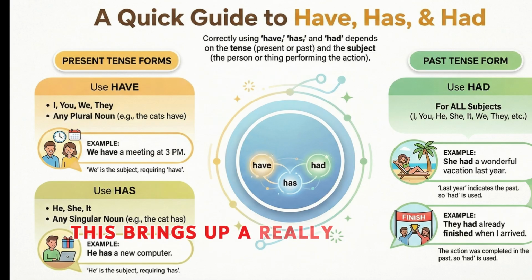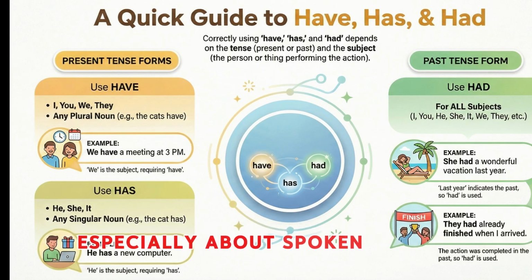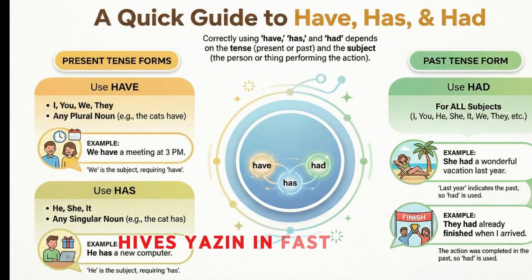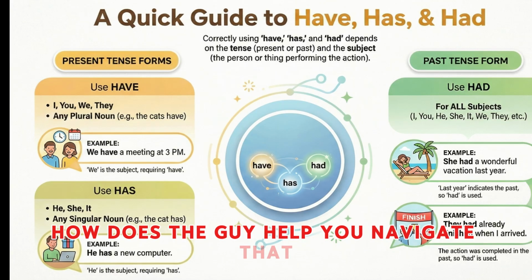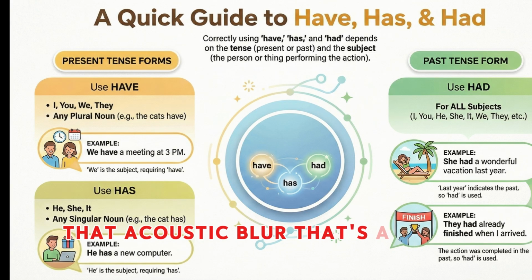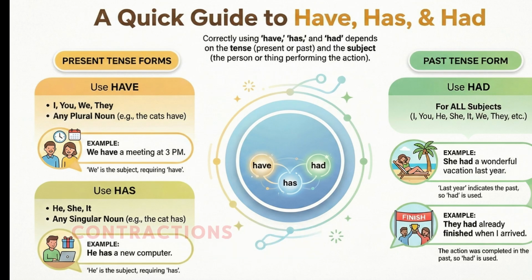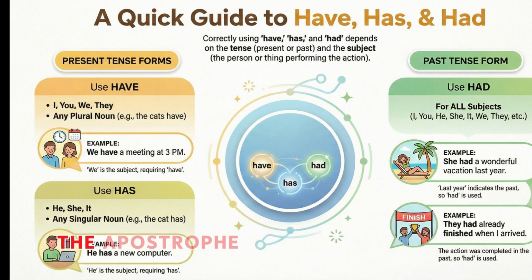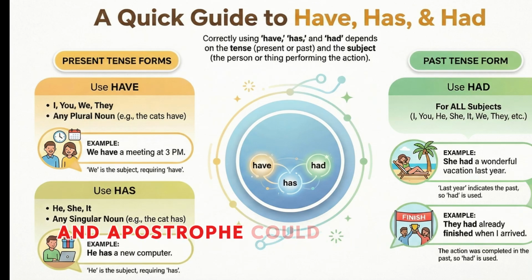Okay, this brings up a really practical point, especially about spoken English. We use contractions all the time. I've, he's, she's, I'd, and in fast speech, how does the guide help you navigate that acoustic blur? That's a great question. Contractions are notorious for causing confusion. The apostrophe s could be is or has, she's happy versus she's been busy. And apostrophe d could be would or had. I'd like to go versus I'd already left.